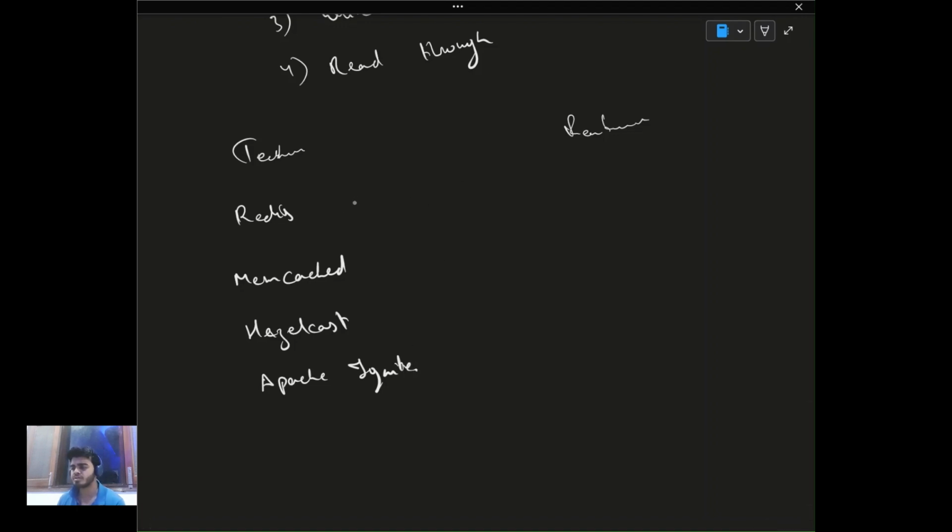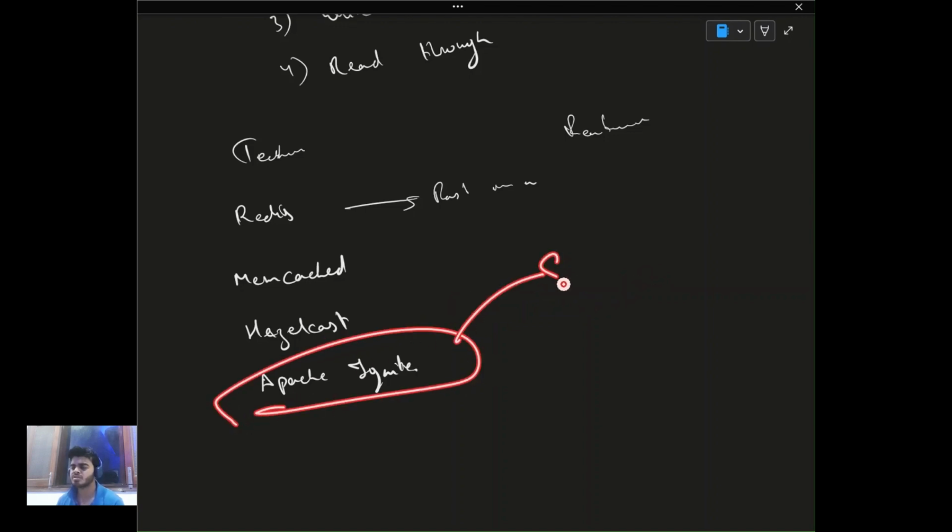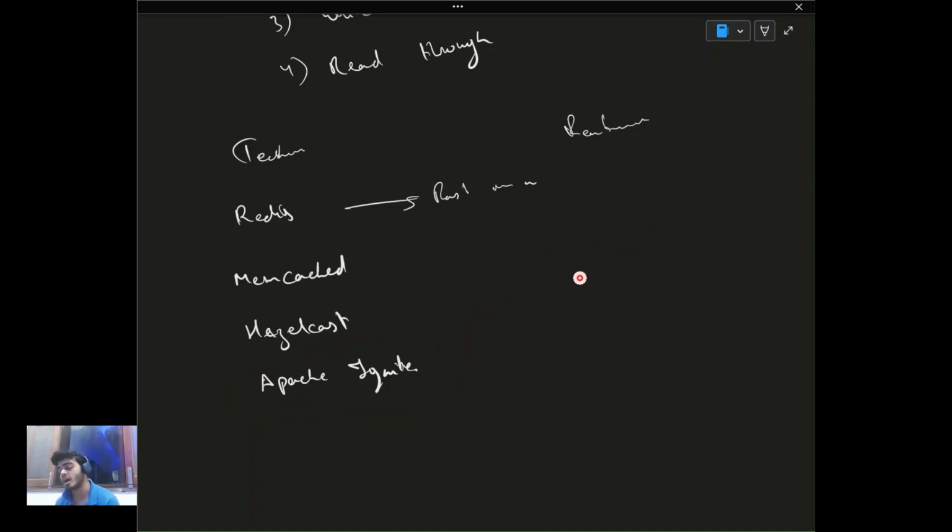What are their features? Redis is fast in memory, and it supports clustering and persistence. Memcached is a simple key value store and it has high speed lookup. And Hazelcast is JVM based, and it supports distributed computing also. And Apache Ignite supports SQL querying and it also has a memory centric architecture.